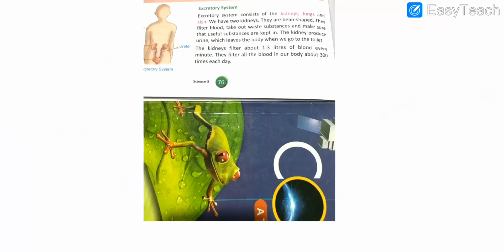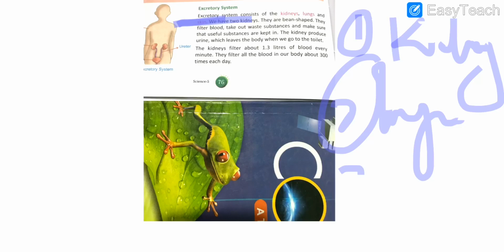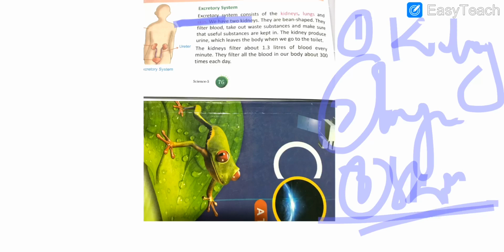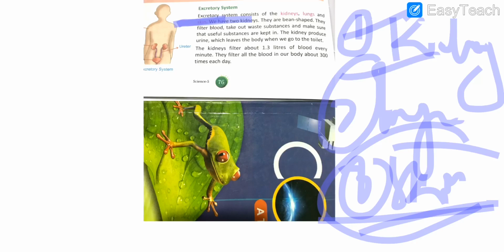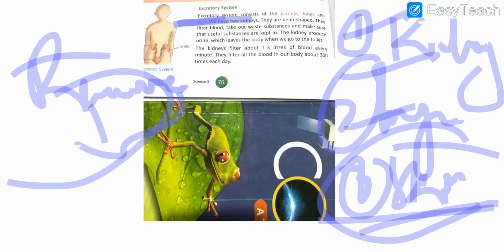Students, you can see in your book the excretory system, and you can see the main organs that are involved in it. According to your book, our excretory system consists of number 1, kidneys, which are the important organs of excretion, number 2, lungs, and number 3, skin. These 3 organs help us in one way or another to remove those substances from our body that our body does not need. The first one is the kidney.